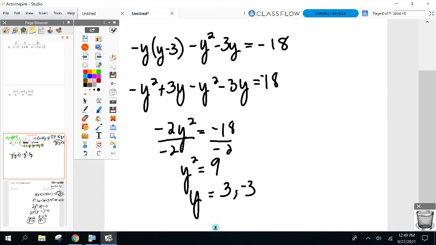Good. Grab the calcs. Here we go. Store in 3 first. Let's store in 3.